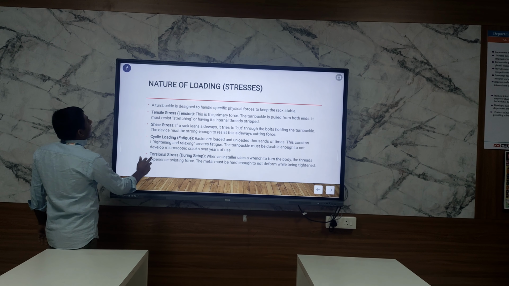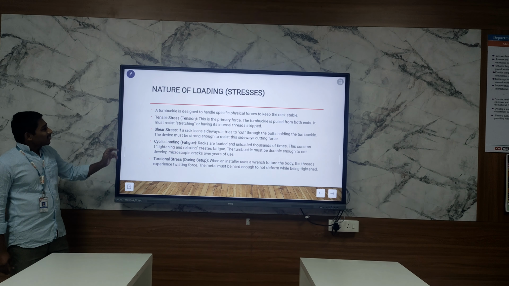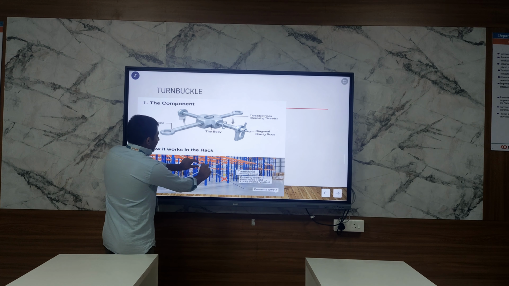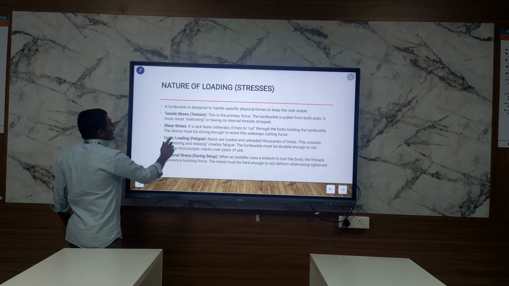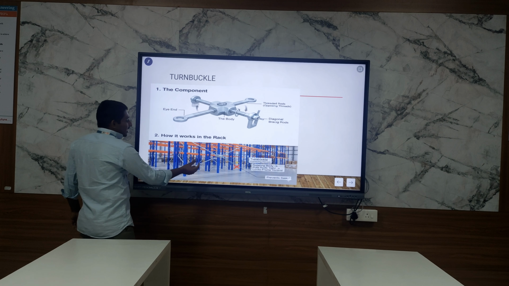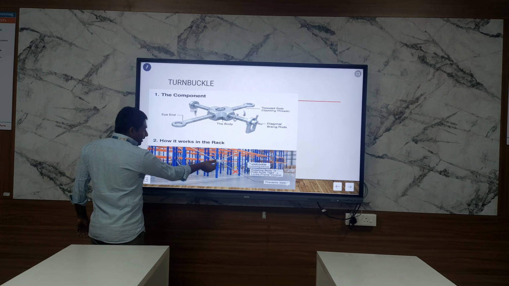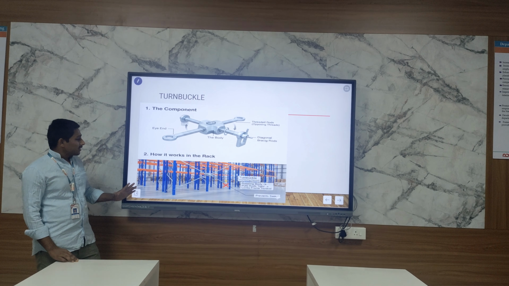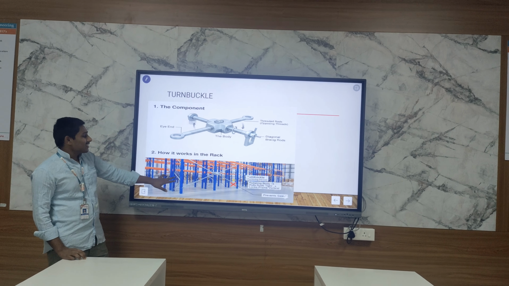This is how it works. And now, nature of loading. First one is the tension. This will hold all the tension. And second one is the shear stress. The threads will go under the coupler. Then the threads may slip or be in the safe condition.